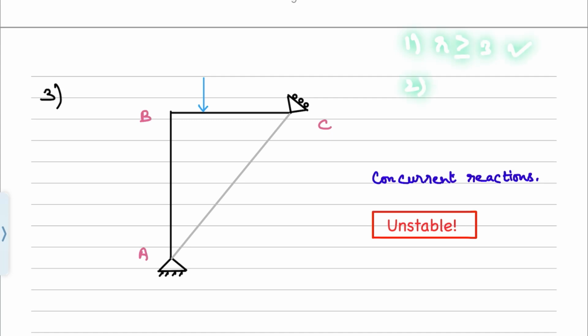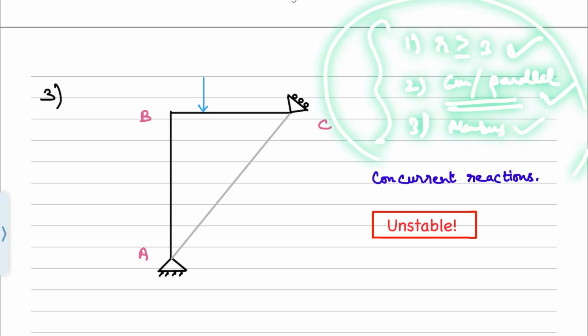Second step is, even if this is met, we need to make sure that the reactive forces or reactions are neither concurrent nor parallel. This also should be satisfied. Third step is, especially in case of trusses, we need to ensure that the members are appropriately arranged.